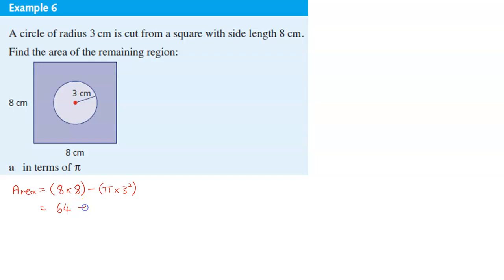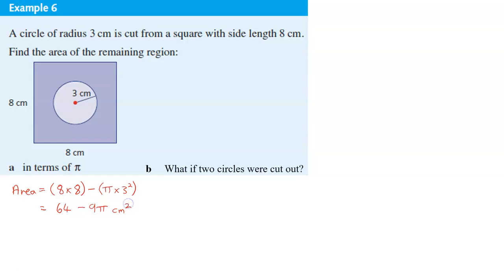3 squared is 9, so that's 9 pi. And 64 is a number. 9 pi is also a number, but it's better to leave it in terms of pi. We were told to leave it in terms of pi, so I cannot simplify this any further. It is an area though, so I need to give my units of measurement. My lengths are given in centimetres, so my area is in centimetres squared.